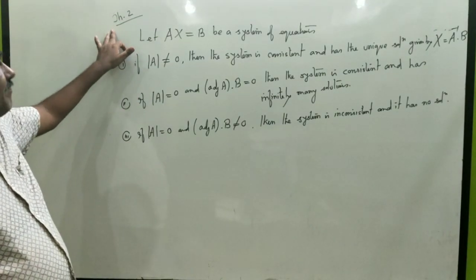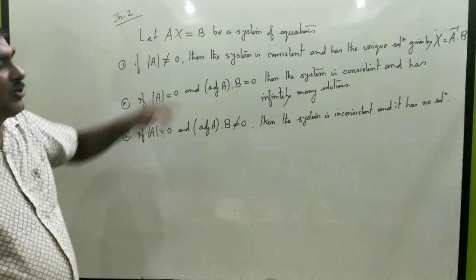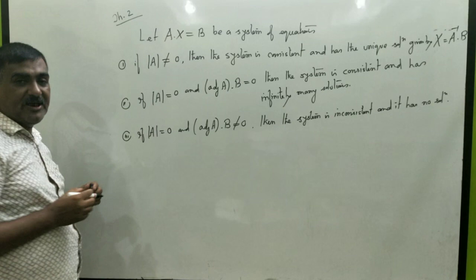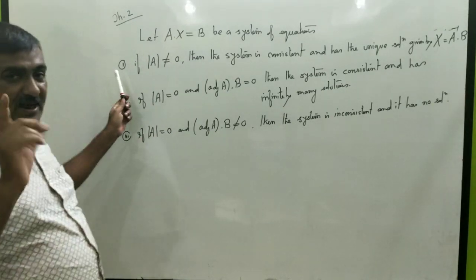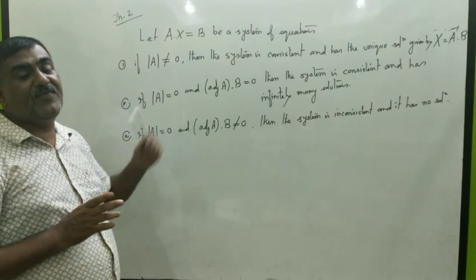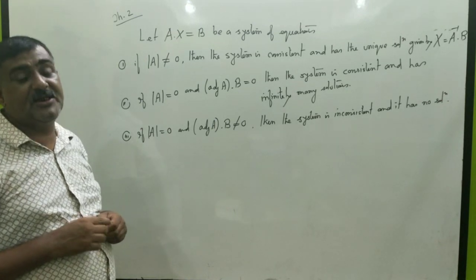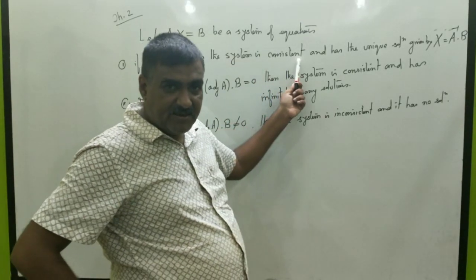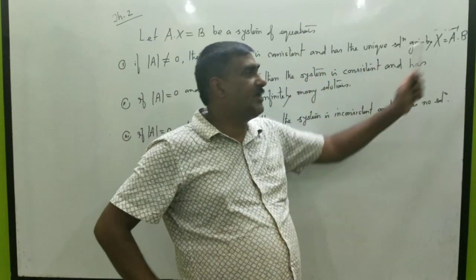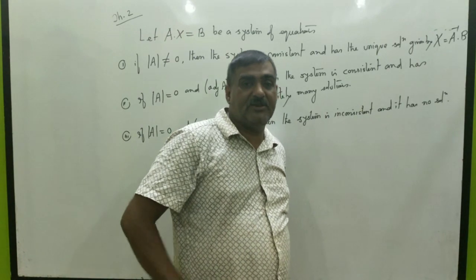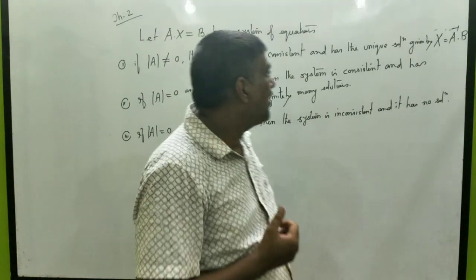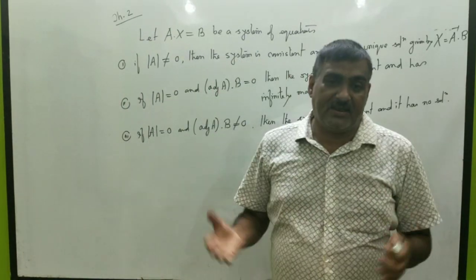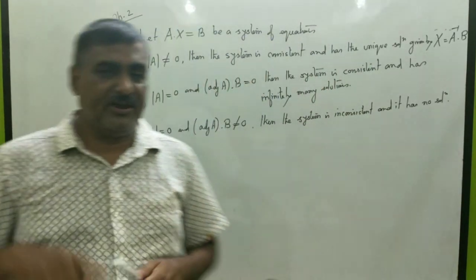Next, theorem number 2. Let a into x equals to b be a system of equations. Number 1, ध्यान से देखना, if determinant of a not equals to 0, that is it is a non singular matrix, then the system is consistent and it has unique solution given by x equals to a inverse b, जो मैंने पहले थ्योरम में समझाया। Clear?